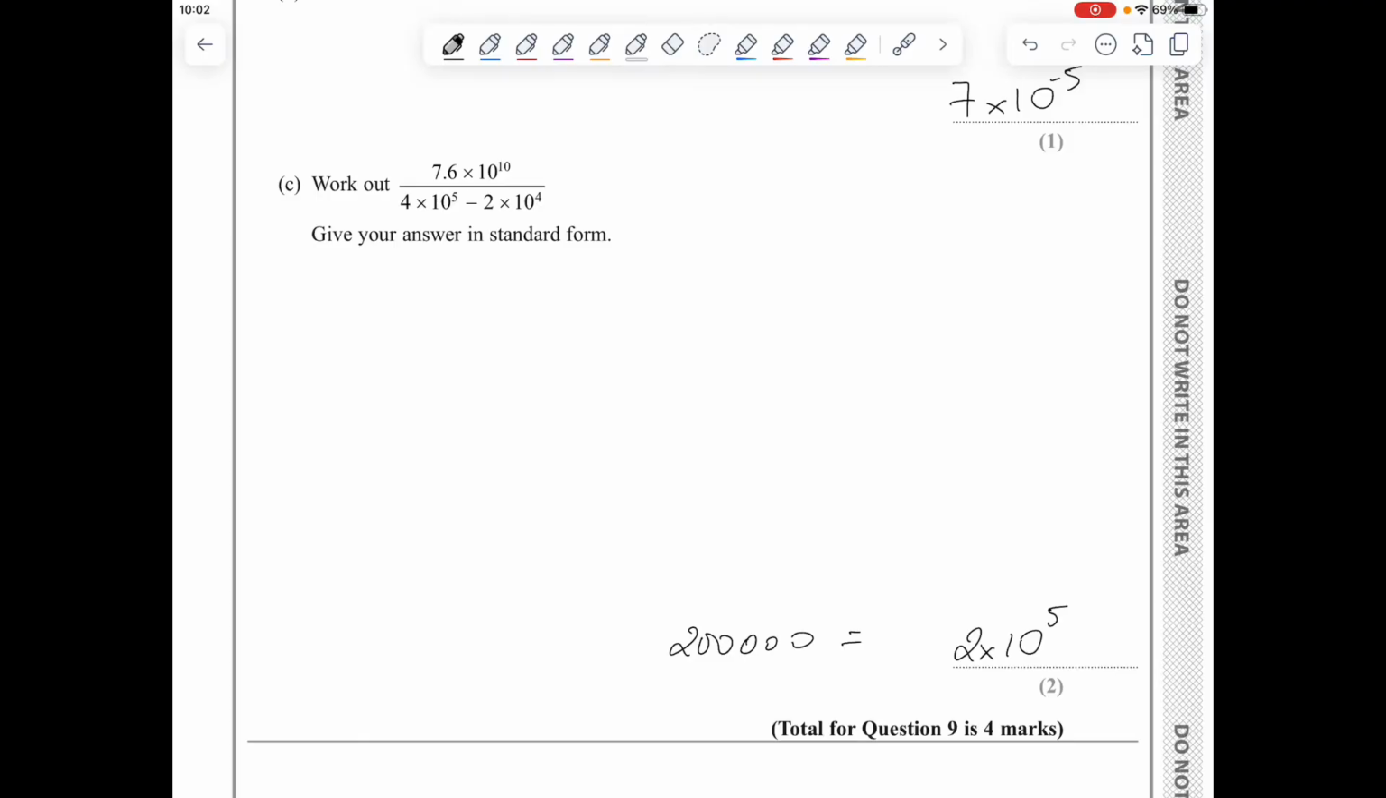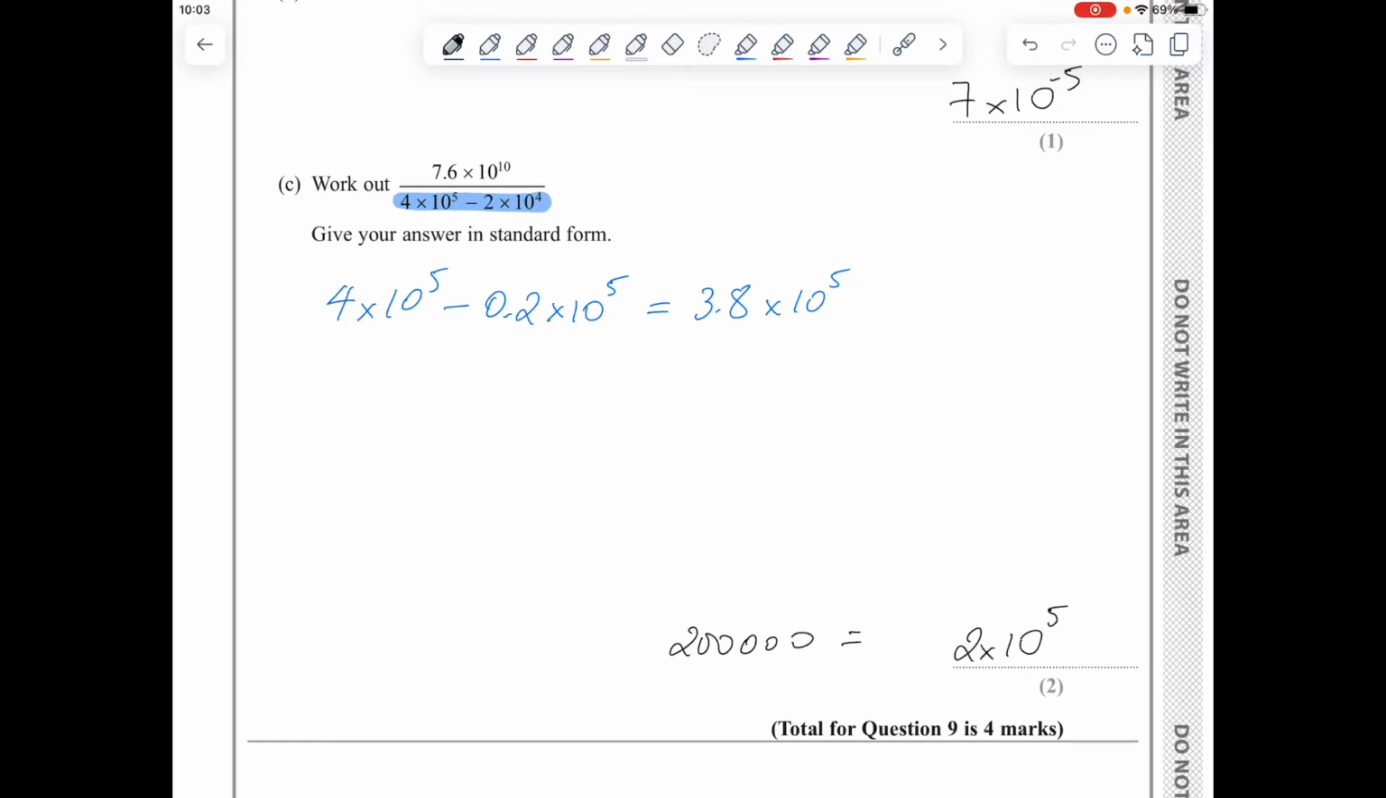Now, if you want to do this manually, you'll have to start from the denominator and convert both powers of 10 to the same power. So I'll keep the first the same, 4 times 10 to the 5, and then I'm going to convert the other one into 0.2 times 10 to the 5. So this will give me 3.8 times 10 to the power of 5.